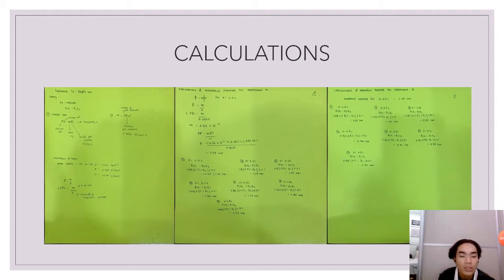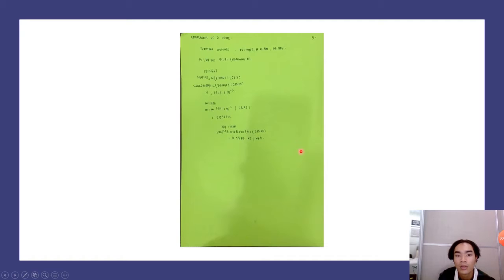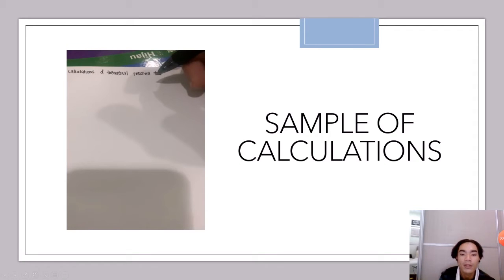Calculations. The calculations are the way to find the theoretical pressure for experiments A and B, using certain sets of equations like P equals M over V, PV equals MRT, and P1V1 equals P2V2. This is my calculation of the R value. This is my sample calculation.